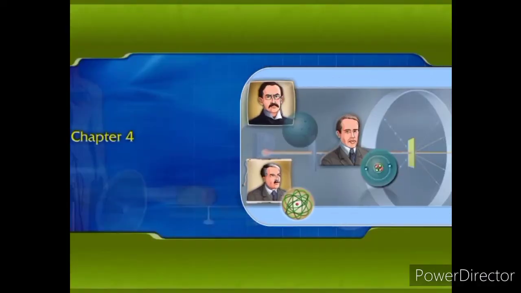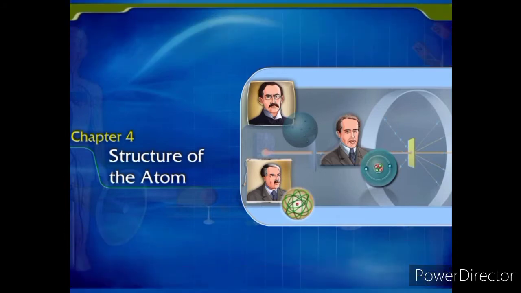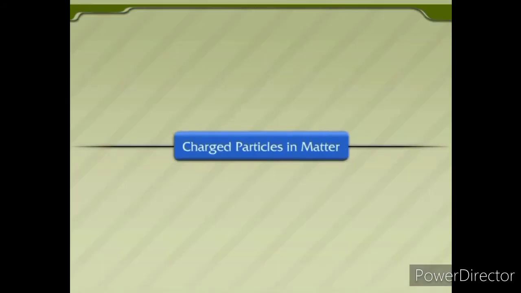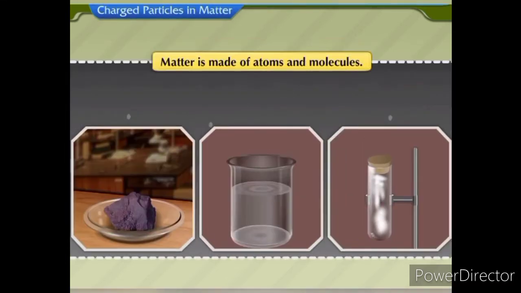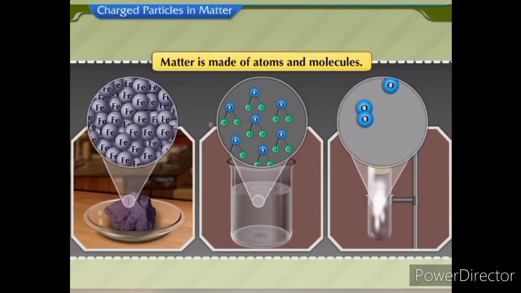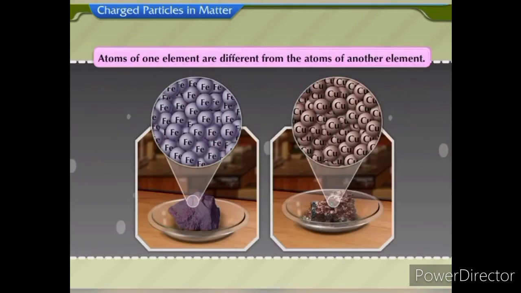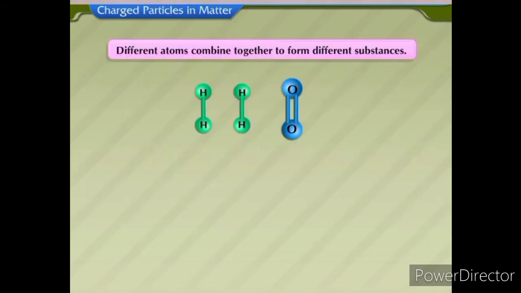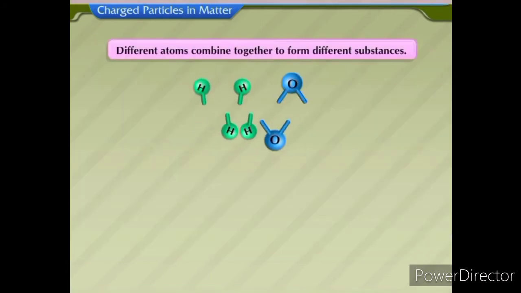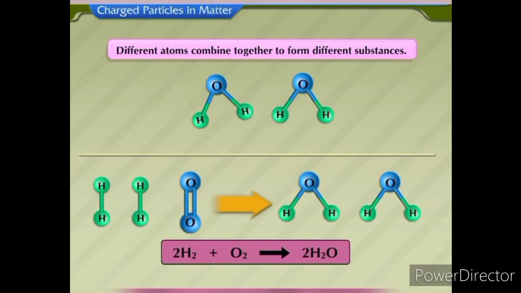Chapter 4: Structure of the Atom. Charged particles in matter. Matter is made of atoms and molecules. Atoms of one element are different from the atoms of another element. Different atoms combine together to form different substances.